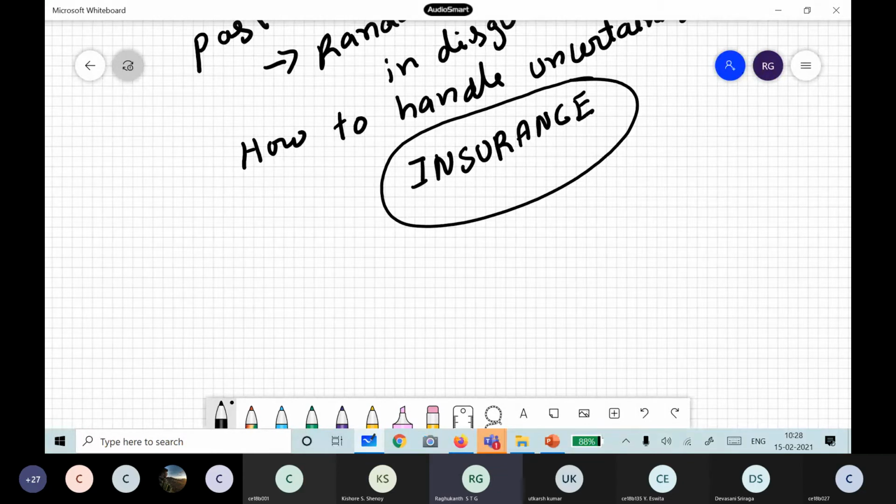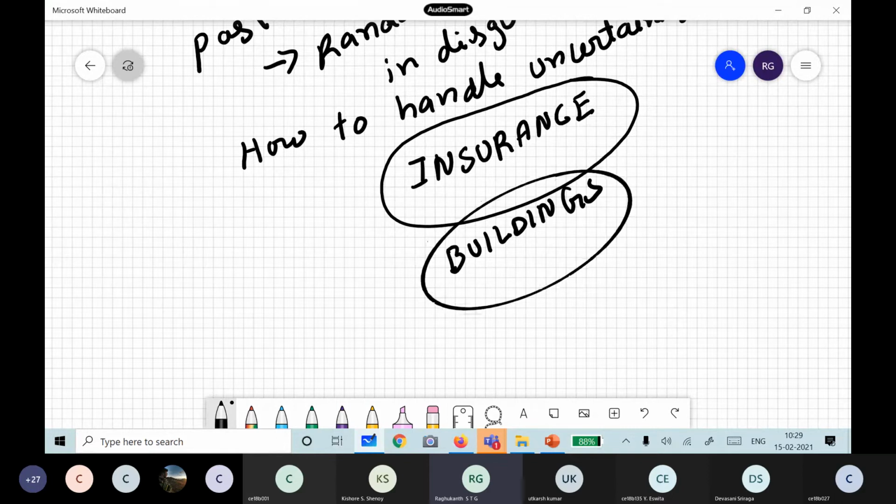So we insure ourselves. Once you have insured yourself, then if something happens to that person, at least the family will get some kind of monetary benefit. Nowadays, even not only for human beings, for buildings also insurance is mandatory. In the US, Europe, everywhere, you have to insure your building. Otherwise, the bank will not give loans to you. You understand? So this is very, very important.